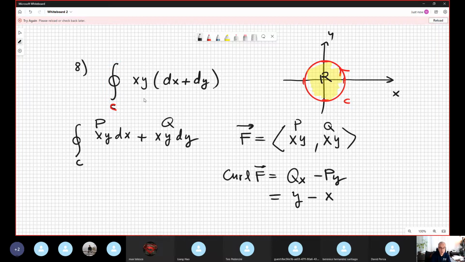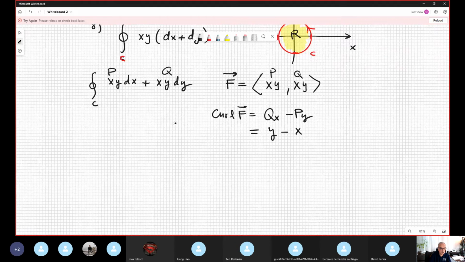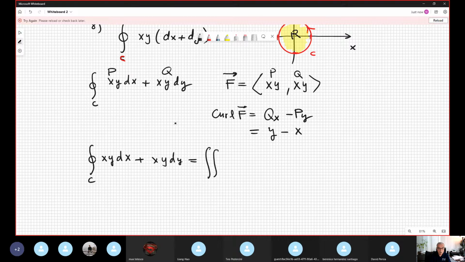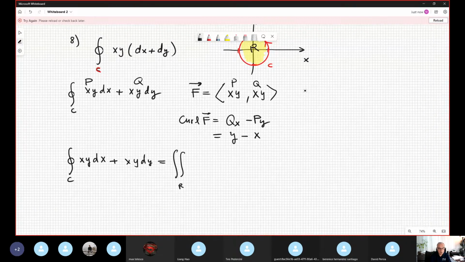Entonces my Green theorem allows me to convert this line integral into a double integral in the region R. You know who the region R is: the interior part of the full circle. And the integrand function is this, y minus x. Yeah, boom, that's it.